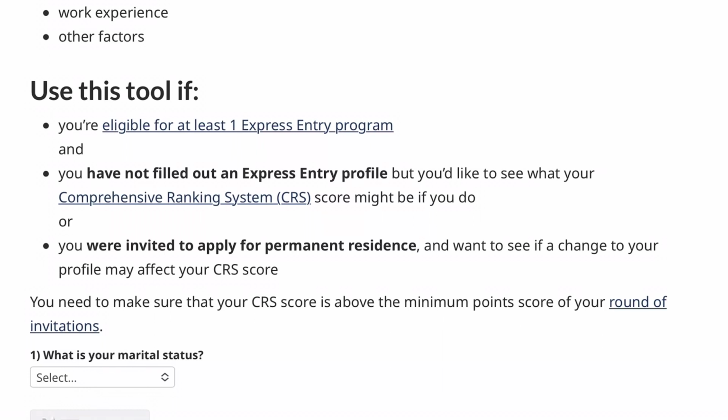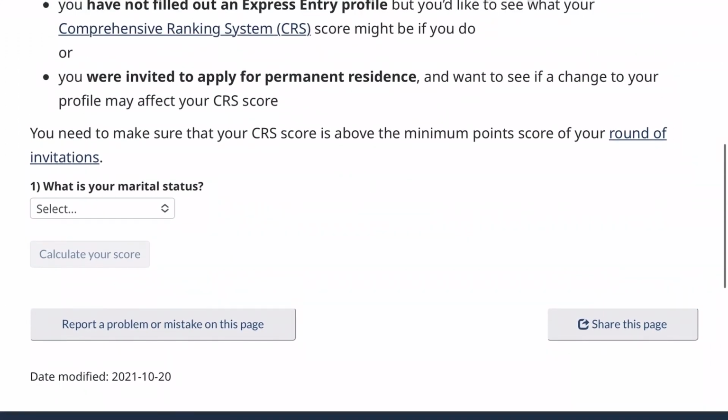For this tool you don't need any results ready. You can just check your profile, simulate your experience, whatever you think will be applicable to you, and it will give you a score. This again takes around 5 to 10 minutes. We will do it together here, and we'll see how much our score is.